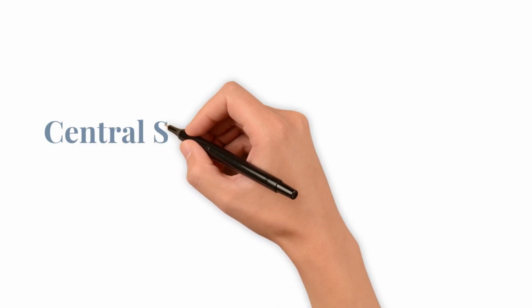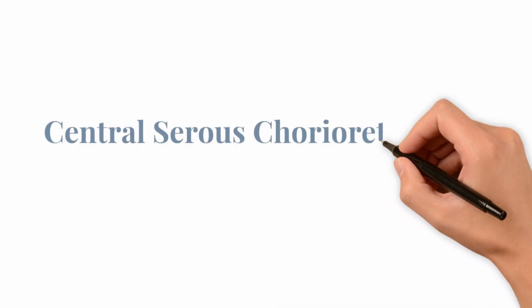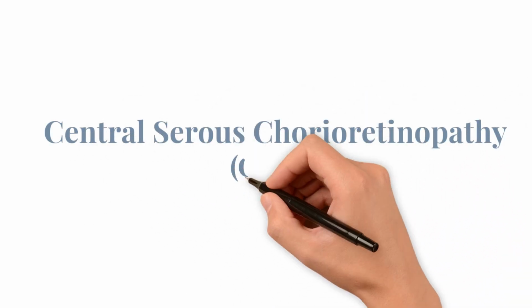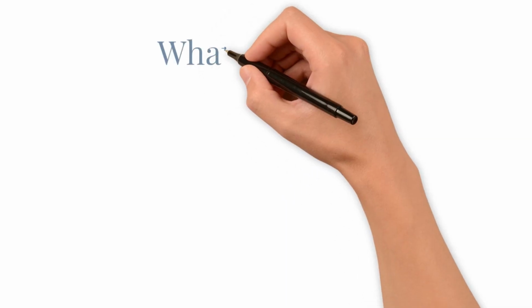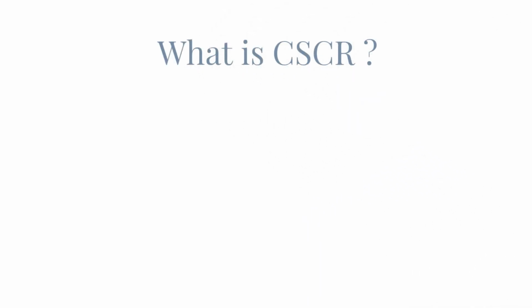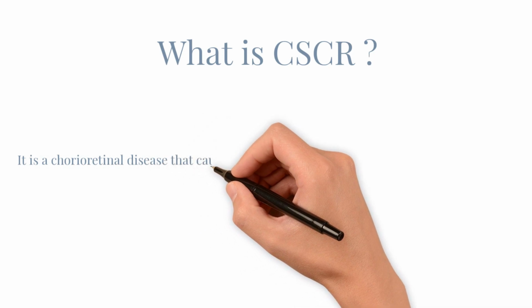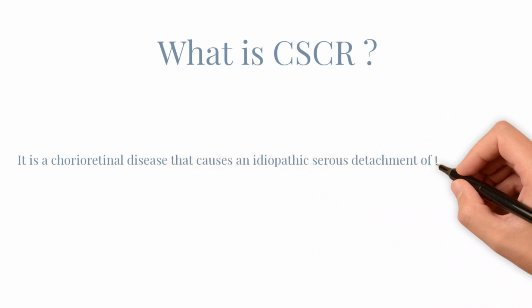Hello everyone, in this video we will talk about central serous chorioretinopathy, CSCR. So, what is CSCR? It's a chorioretinal disease that causes an idiopathic serous detachment of the retina.